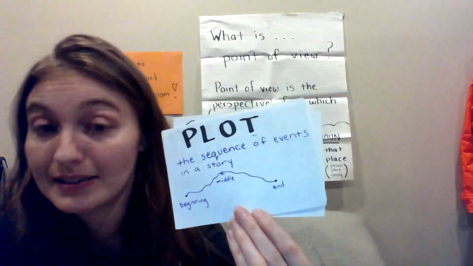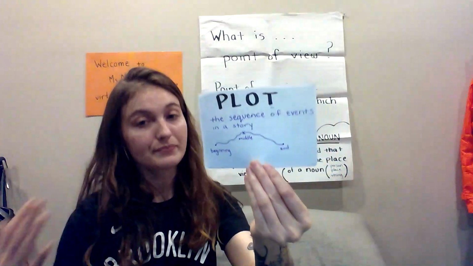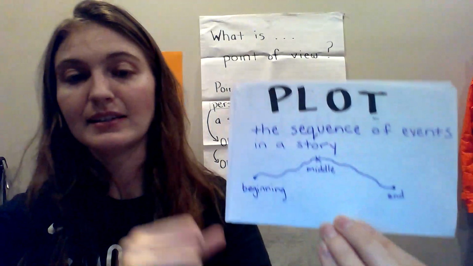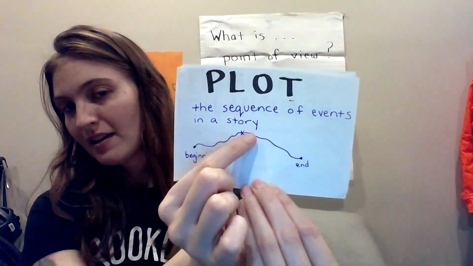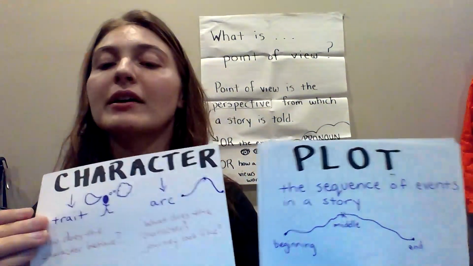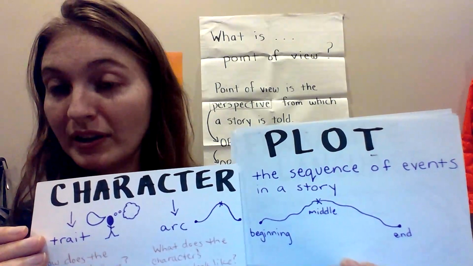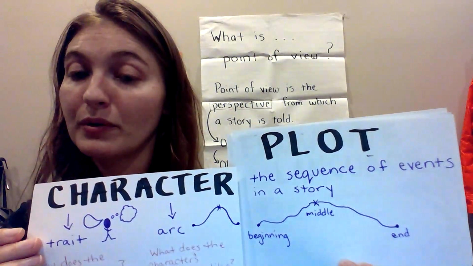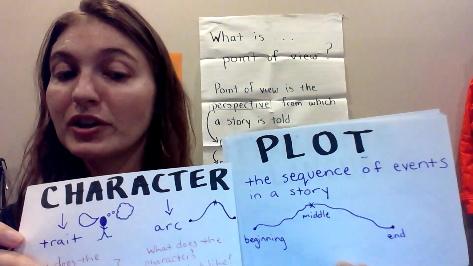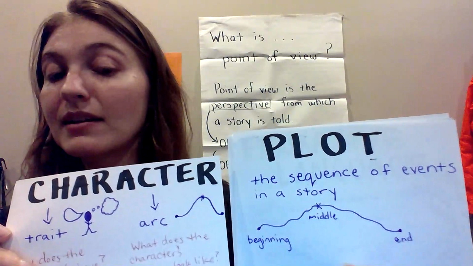Next is the plot. So plot is pretty simple. It's the sequence of events in a story. Yes, it's the beginning, it's the middle, and then it's the end. I do have sort of a not so perfect arc here, and I will let you know these arcs look pretty similar. Usually a character will also go through a certain climax and then have a resolve after, just like in a story. They will have a beginning, middle, and end.